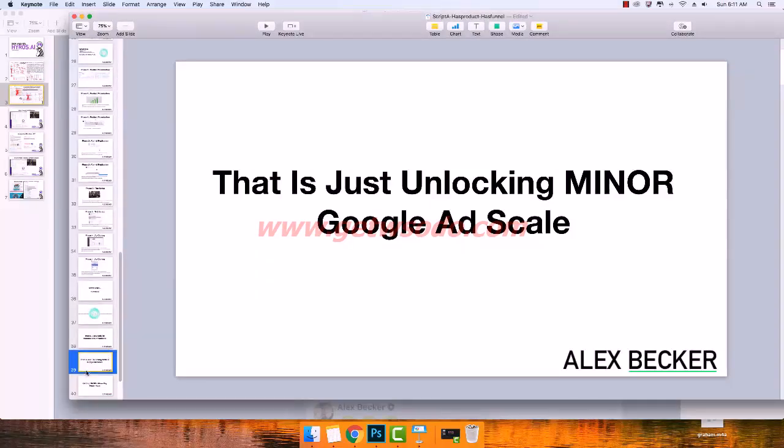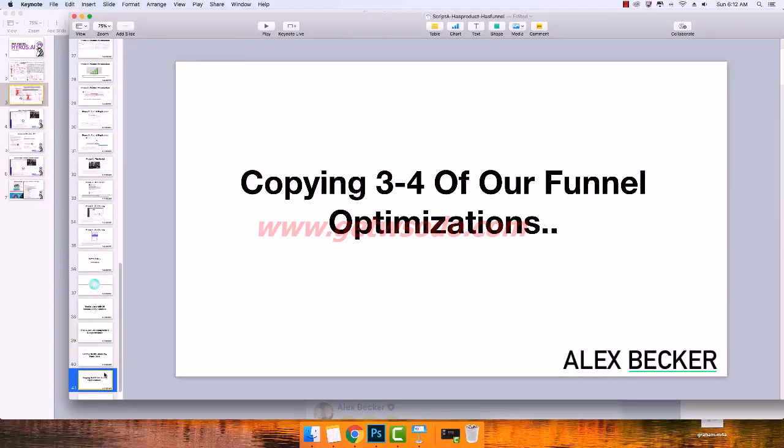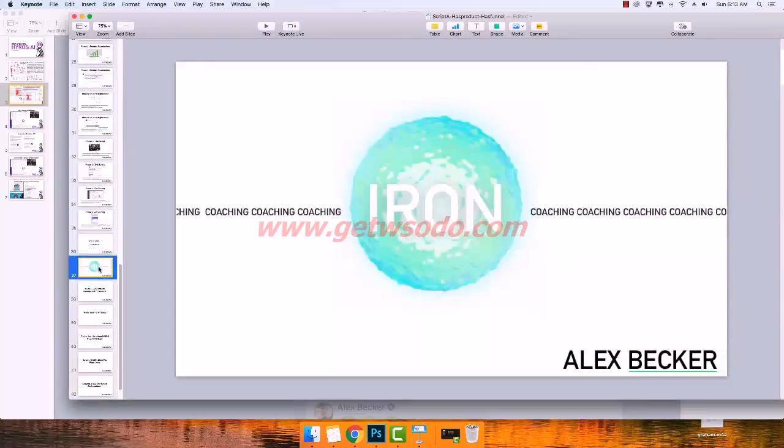That's a joke to do with what Alex is doing. That's just getting 10 to 20% more of your pay plans done. Okay, that's actually just getting like 2 to 3% more of your pay plans done. And that's just copying 3 to 4 of our micro funnel optimizations. And so after we've done this, we're going to introduce the fake price.